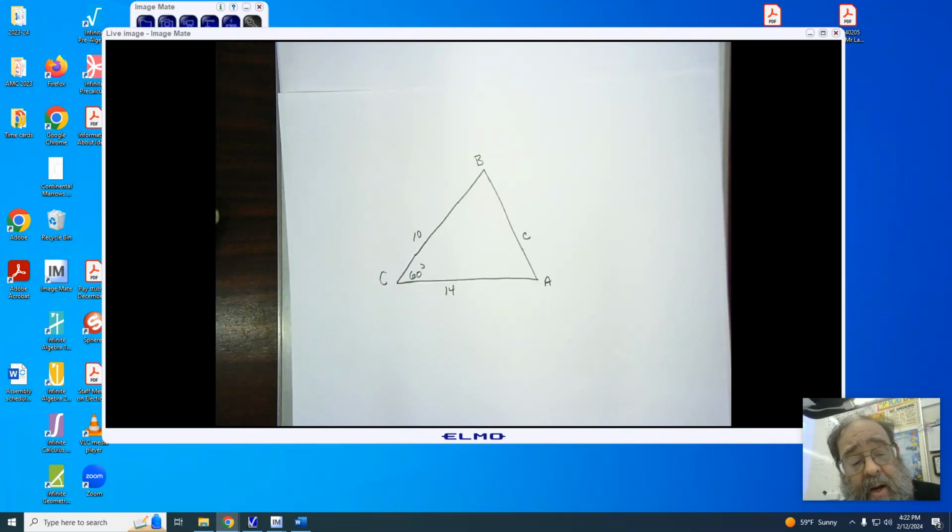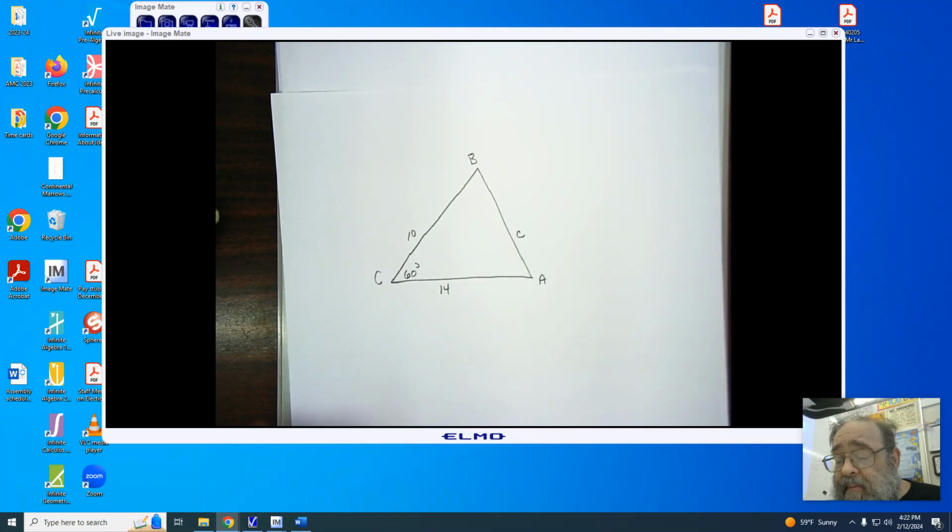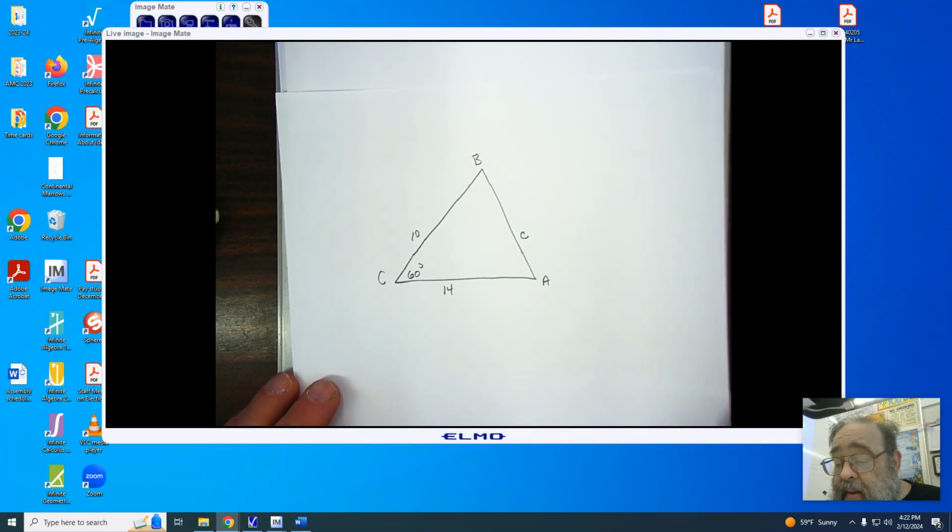Let's take a look at a problem. Keep in mind that when we're working with the law of cosines, we're going to end up having this side angle side situation or side side side. Those are the perspectives that we're looking at. I've created a problem where we have angle C, which is 60 degrees, side A, which is 10, and side B, which is 14. We're going to try and find side C.